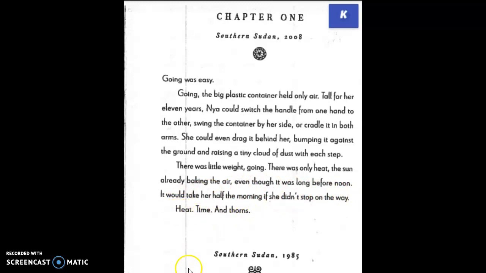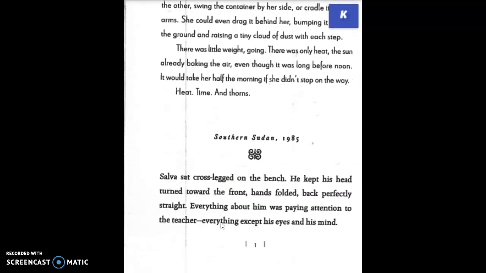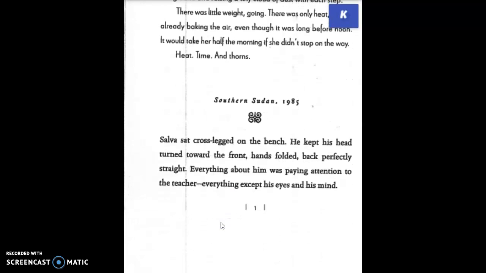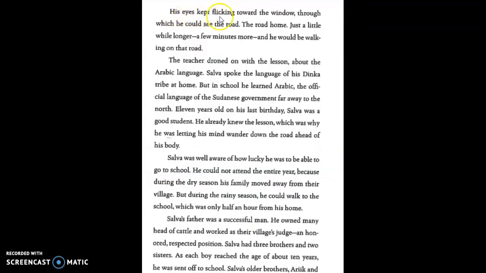Heat, time, and thorns. Southern Sudan, 1985. Salva sat cross-legged on the bench. He kept his head turned towards the front, hands folded, back perfectly straight. Everything about him was paying attention to the teacher, everything except his eyes and his mind. His eyes kept flicking towards the window through which he could see the road home. Just a little while longer, a few minutes more, and he would be walking on that road.